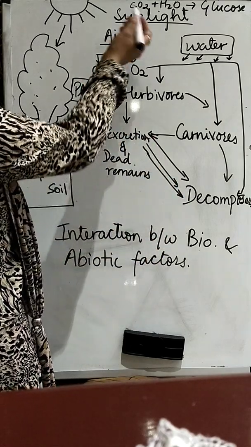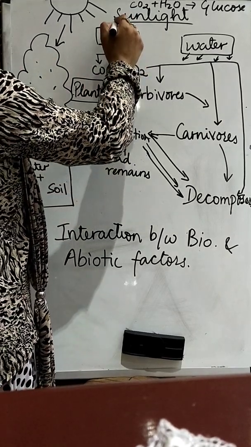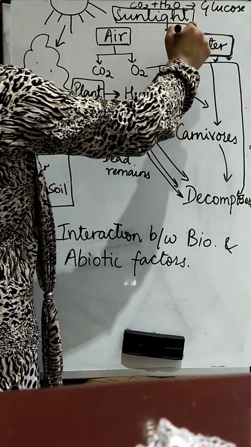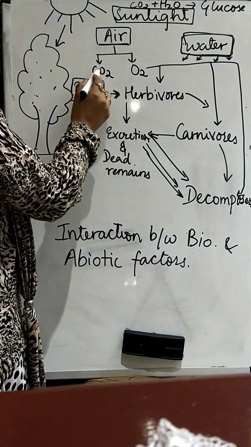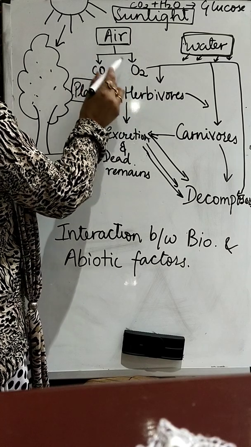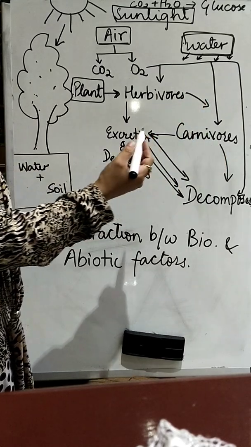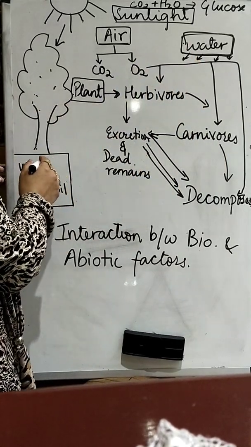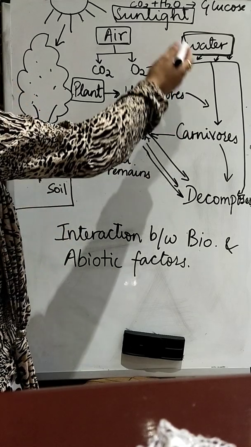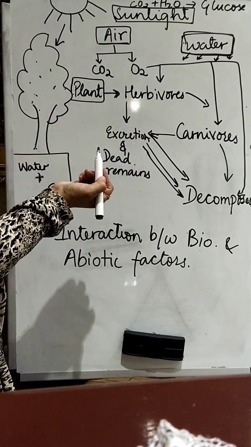So here you see that air is an abiotic component, sunlight is an abiotic component, water is an abiotic component. Carbon dioxide is used by the plants, and the oxygen present in air is used up by the herbivores, carnivores, human beings, etc. And water, which is also present in soil, is used by the plants, and water is also used by the other organisms for the various activities or life processes.